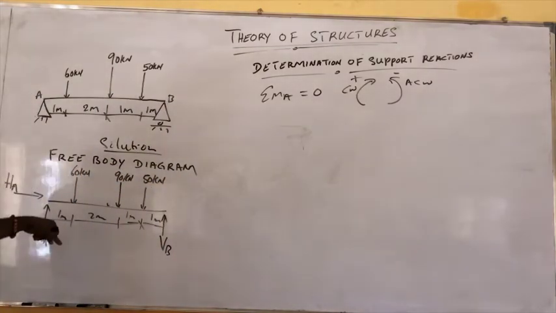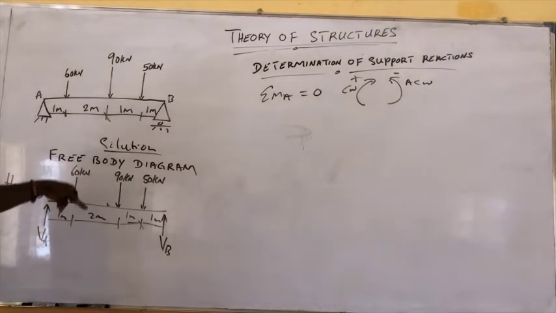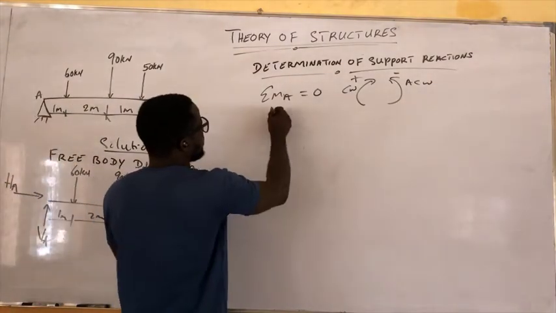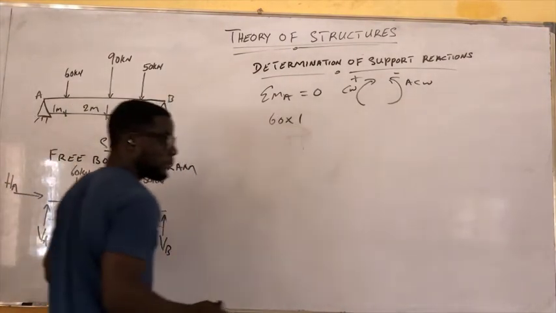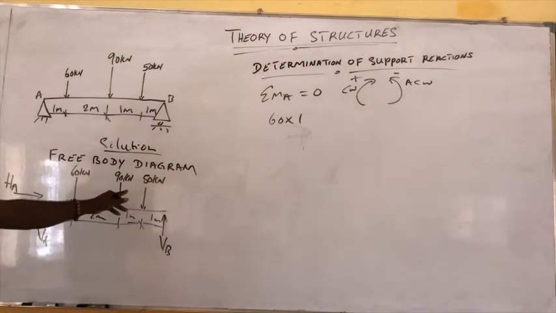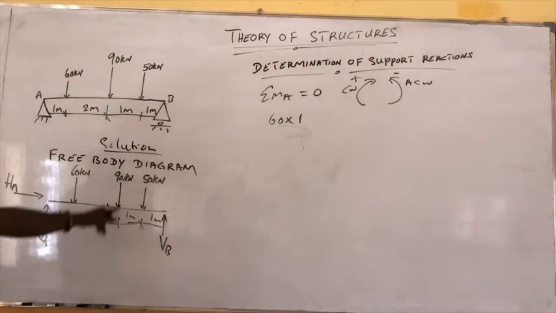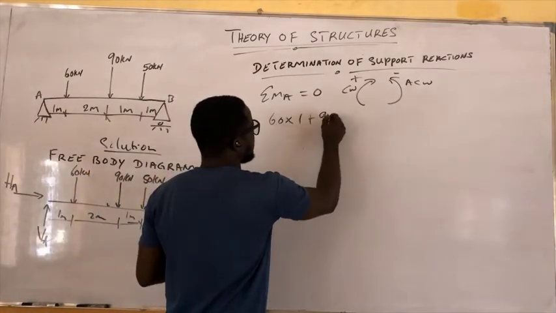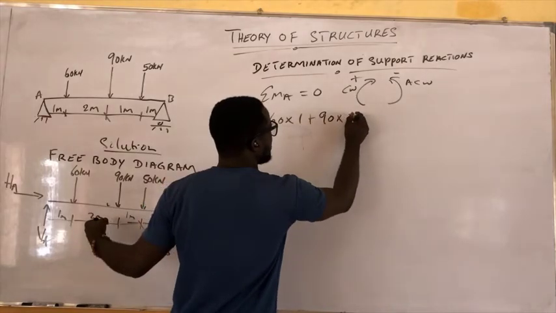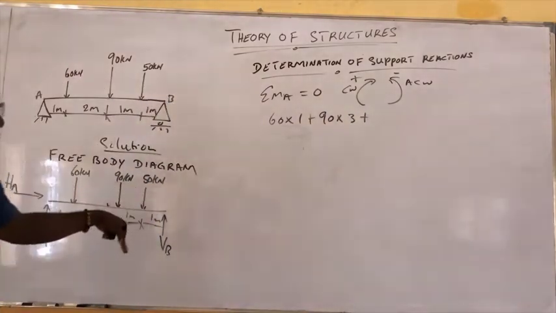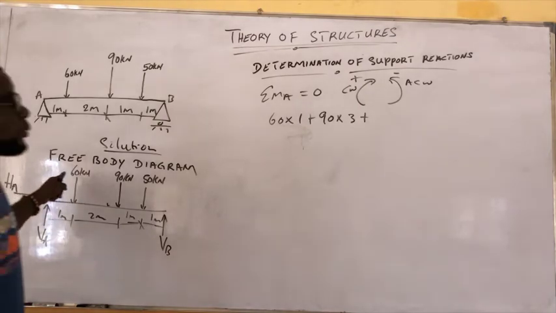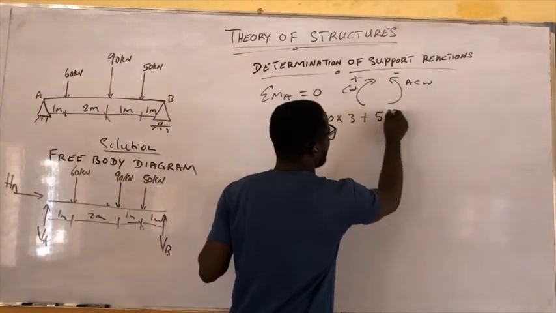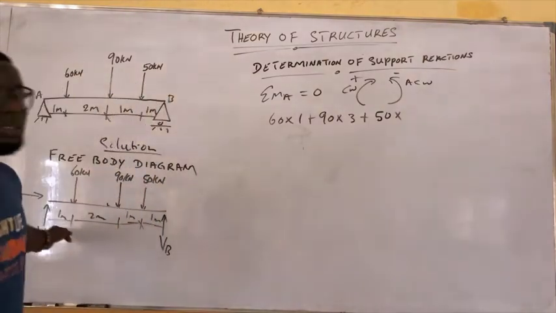This force will cause a rotation about this point, and it goes clockwise. I'm going to take it as a positive moment. So we have 60 multiplied by 1, the perpendicular distance. Then the next force, 90, will also go in a clockwise motion, so plus 90 multiplied by the perpendicular distance, which is 3. Plus the force 50, which also goes clockwise: 50 multiplied by the perpendicular distance 4.